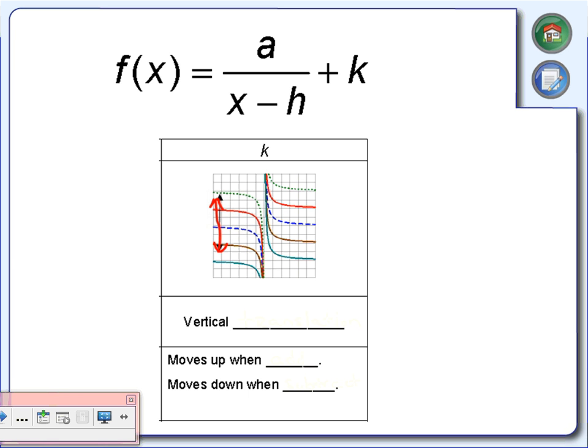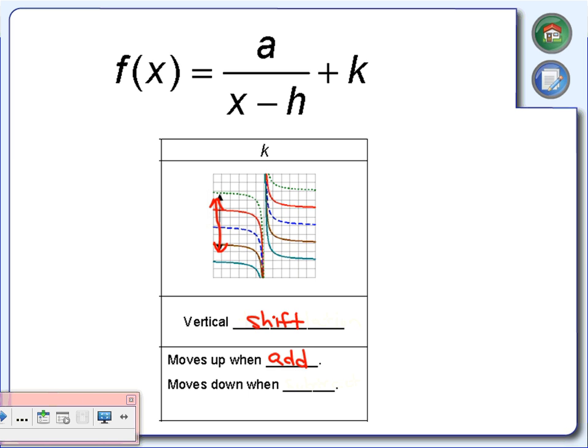And it's going to move it up and down. So again, we're going to have a vertical shift or translation. So the question is, when do we go up and when do we go down? Let's start with going up. When are we going to go up? When you add.